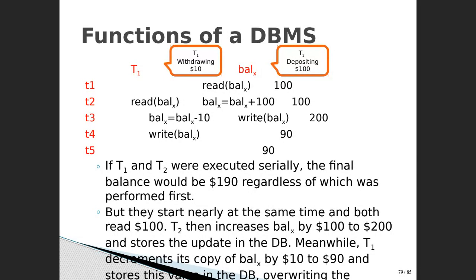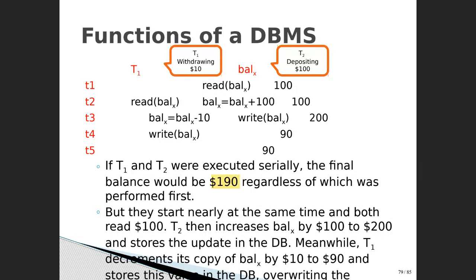If the first balance is $100, for example, read balance, see the first line, the first balance will be $100. Okay, so the balance is 100. If it is done serially, okay, what would the balance be? 190, right?